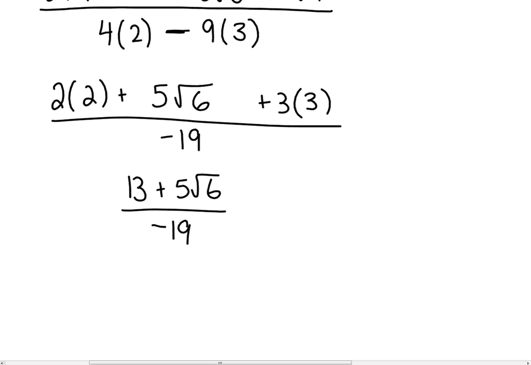So I added the 4 plus 9 together, right? This 2 times 2 is a 4, and then 3 times 3 is a 9, so I made that 13. How do I get rid of the negative? Switch all the signs. So we get negative 13 minus 5 root 6 all over 19. We just move the negative to the numerator instead. And I think we're done with that.